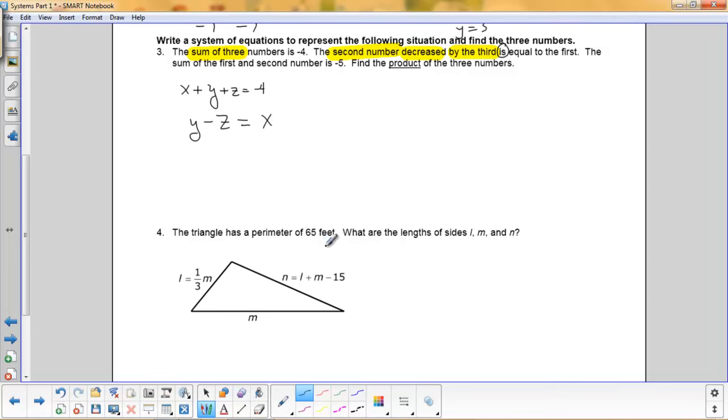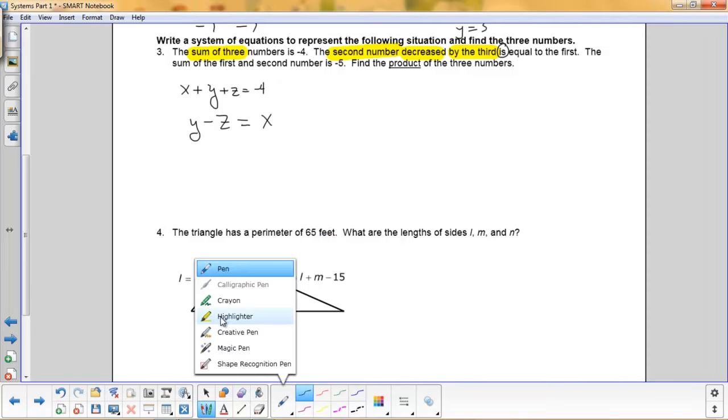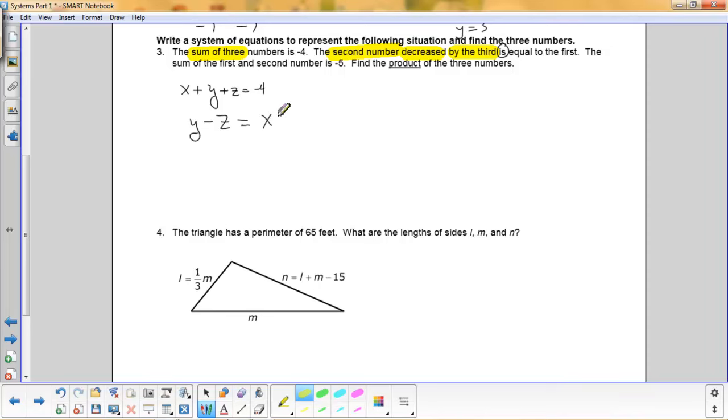The next step I'm going to do is follow on to the third. Remember, typically when there are 3 variables, there are going to be 3 equations. So just keep that in mind when you're looking through these word problems. All right, so the sum of the first and second number, so that's going to be x plus y equals -5.